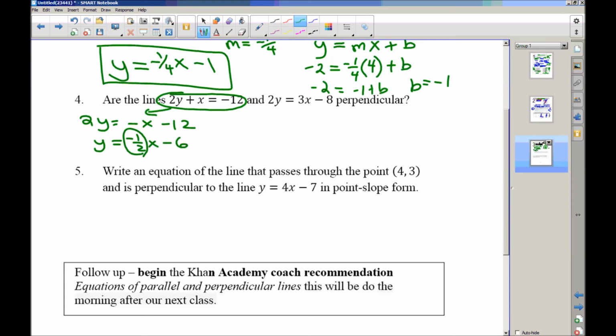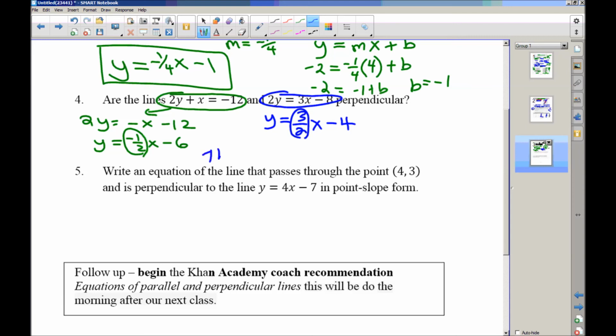So I know my first slope. And now I want the other slope to be positive 2. And then I know that they are perpendicular. And that's because negative 1/2 and positive 2 are opposite reciprocals. So here, for the blue one, it's a bit easier to solve for. All I have to do is divide both sides by 2. And I'll get 3/2 x minus 4. So this slope is 3/2. These are not opposite reciprocals.